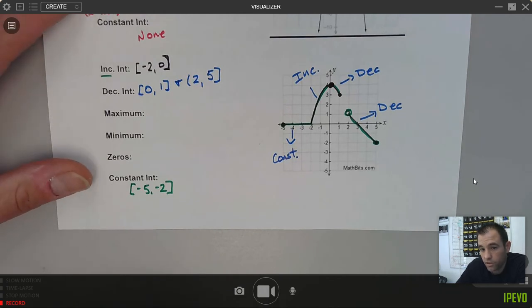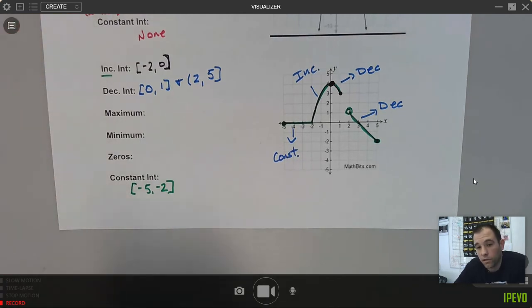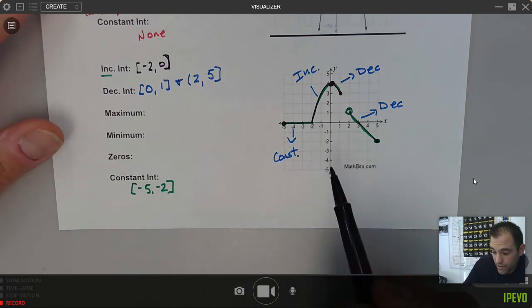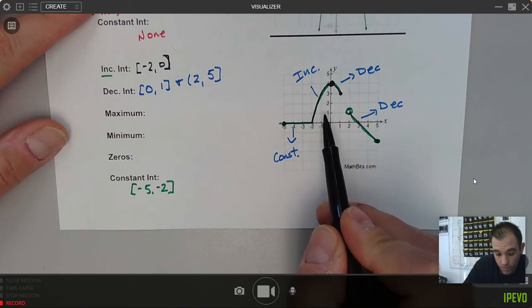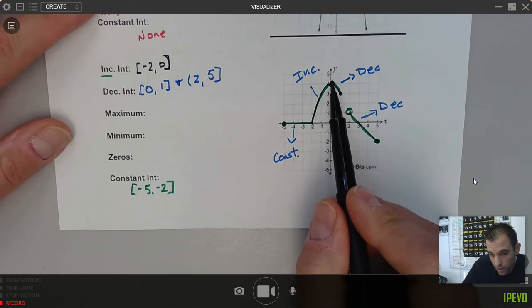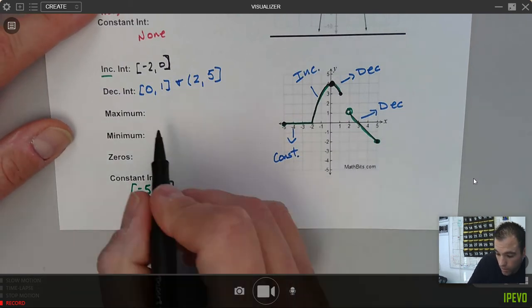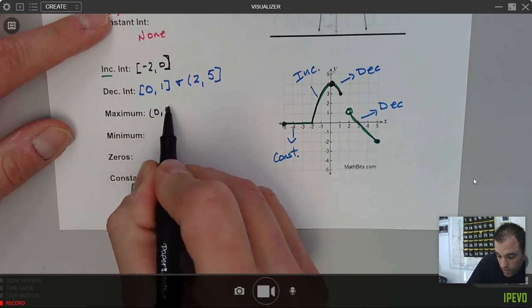So we pick all of those different things out from the graph, and we always look from left to right. The next question says max or min. This graph has a maximum right here, the top of the hill. It has a maximum right there, which is at 0, 4. So the point is (0, 4).